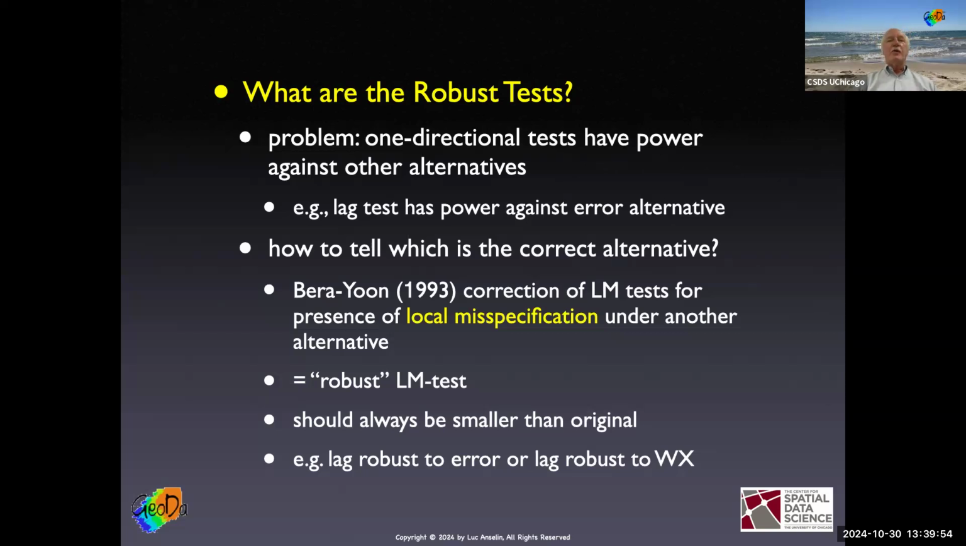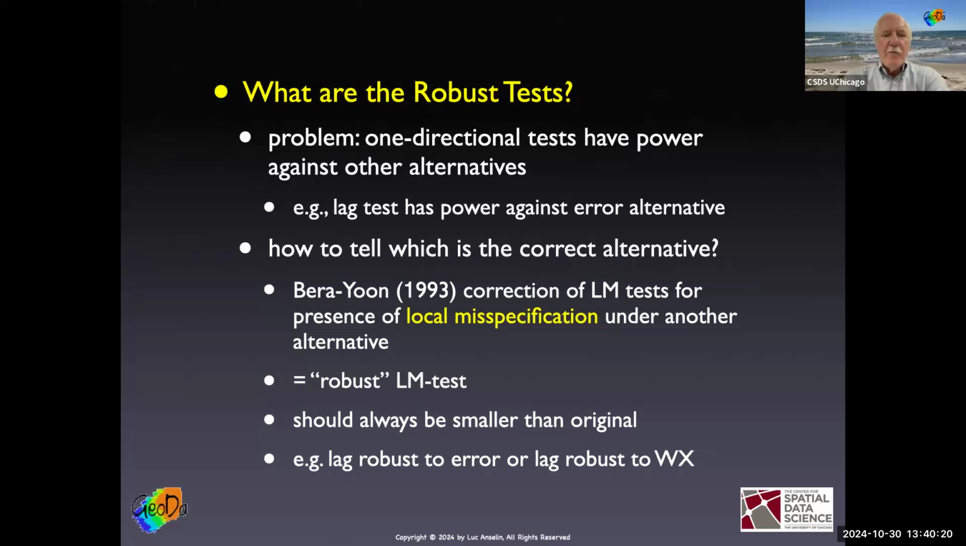So that's the overall objective, is that at the end of the day, we come with a conclusion that is actually the one that we should be making. If we just run the simple, as I call them, simple tests, you may be wrong. So you run a lag test, you say, it's a lag model, but it isn't. And same for an error model, you think it's an error model, but it isn't, okay?